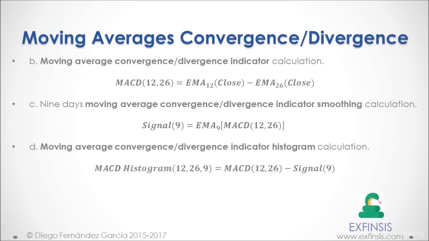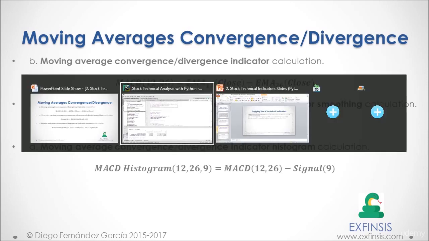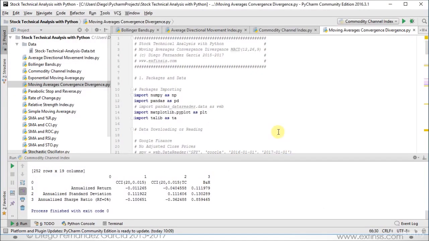Great, so let's go back into our Python PyCharm IDE so that we can study moving averages convergence divergence, or MACD, with greater detail. Excellent, so here we are back within our Python PyCharm IDE. In this lecture, we'll be working within the moving averages convergence divergence code file. If you have any questions about its setup, please go back to section 1, Stock Technical Analysis Data lecture, where all of that is explained with greater detail.